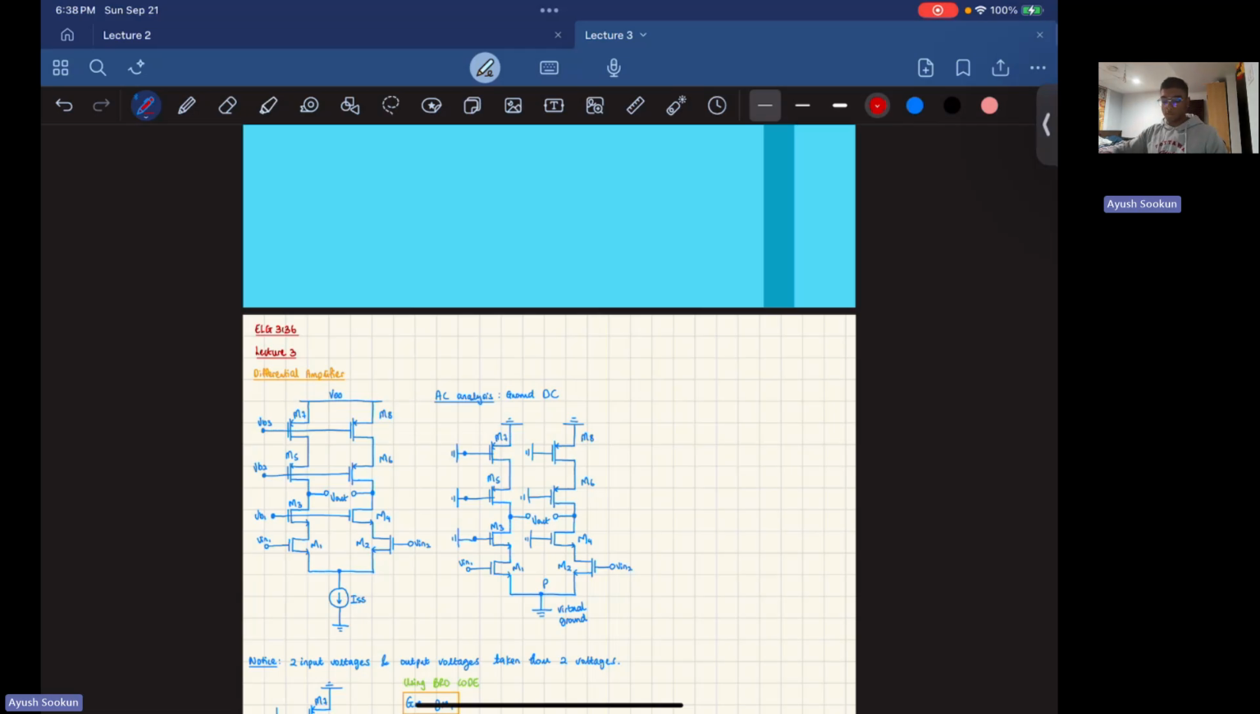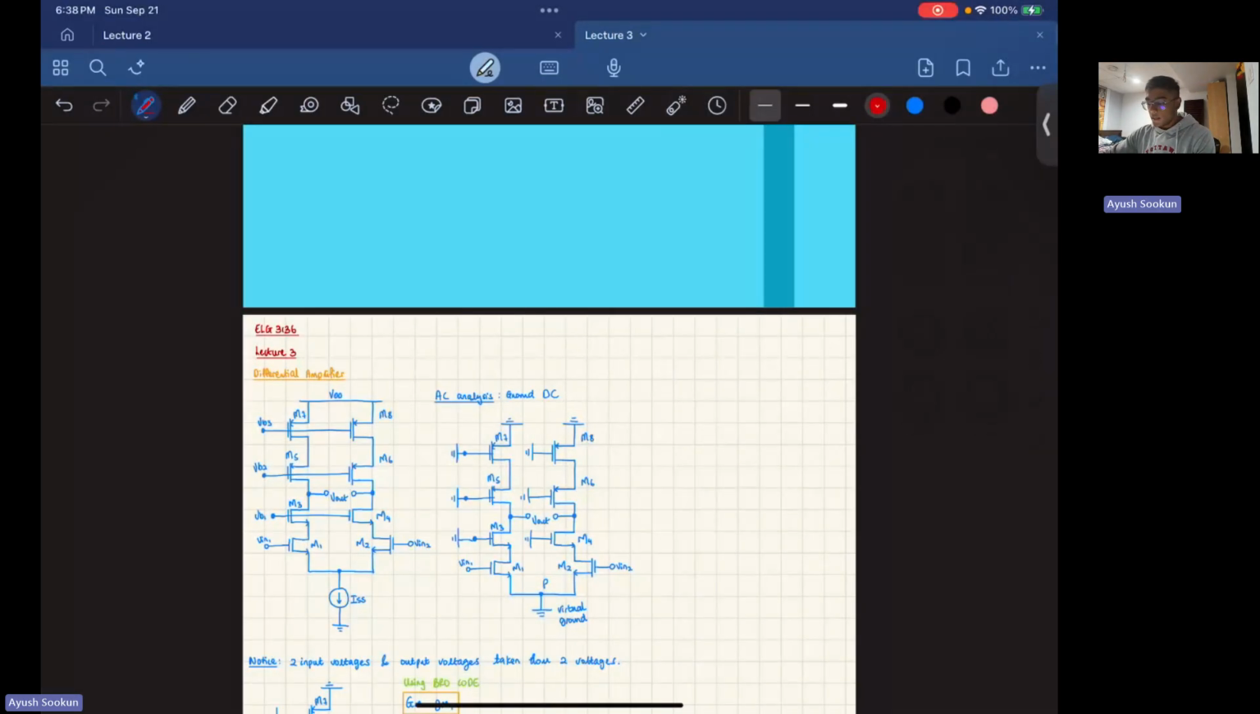So, welcome to Lecture 3, Electronics 2. Today we're going to talk about differential amplifiers. This is a very important topic, in my opinion. It needs a lot of attention, not just because it's part of the course, but because it has a lot of major applications in the real world. It's a very famous circuit that a lot of companies use, and it's most definitely an interview question because it involves a lot of technicalities.